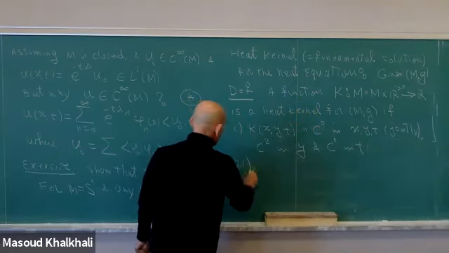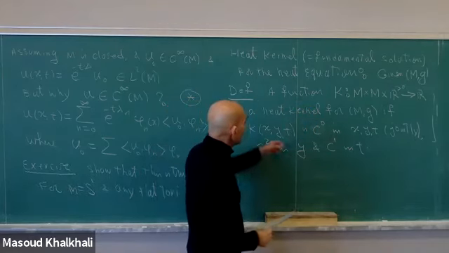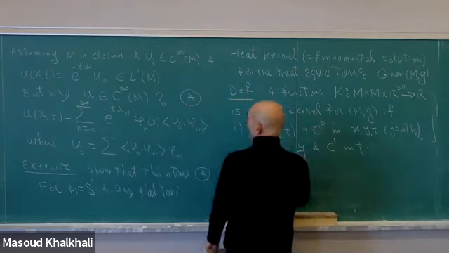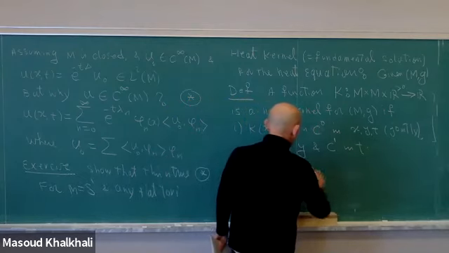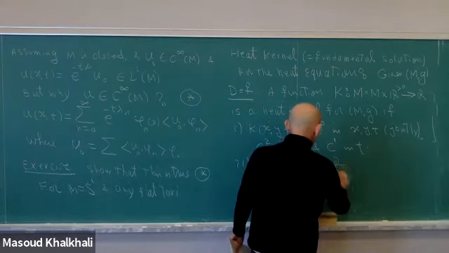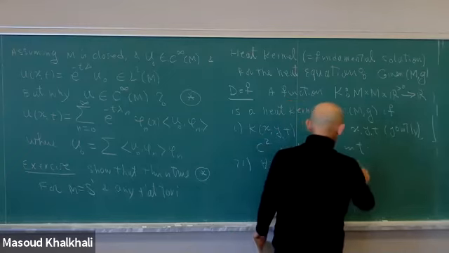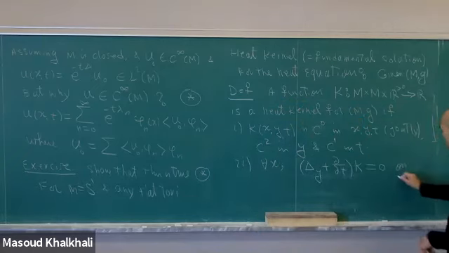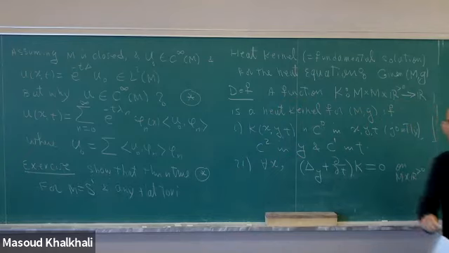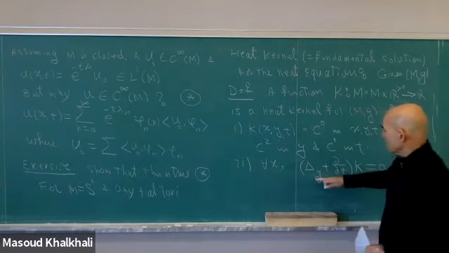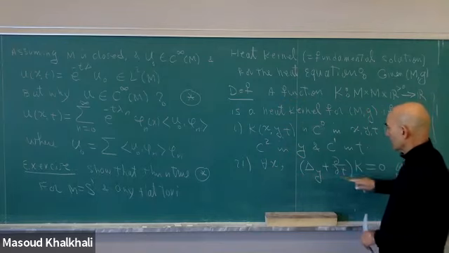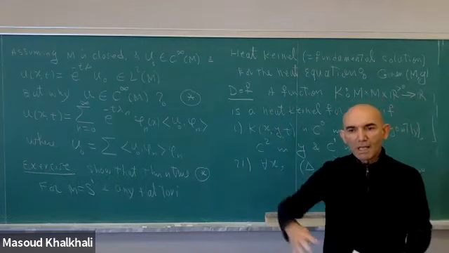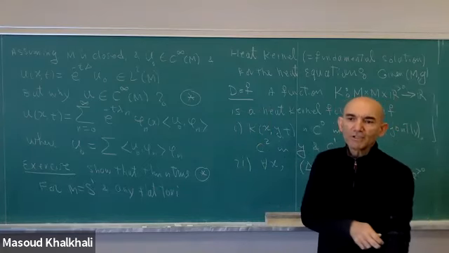Second is that it's actually a solution of the heat equation with respect to the y and t variables for any x. So for any x, delta y plus d/dt of K is equal to zero on M. Okay, so for any x, it solves the heat equation for us. This is the heat equation, right? With respect to this y variable and t variable. So it's like an infinite family of solutions of this heat equation, one for each x.